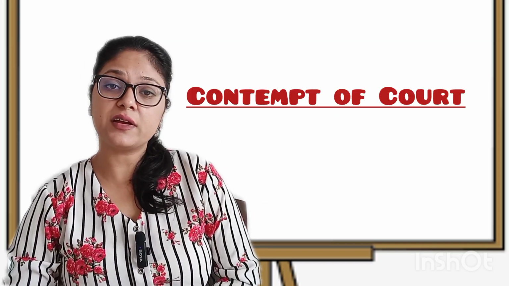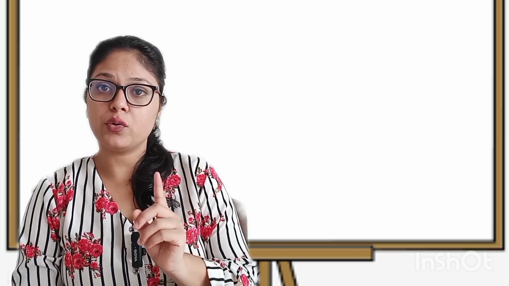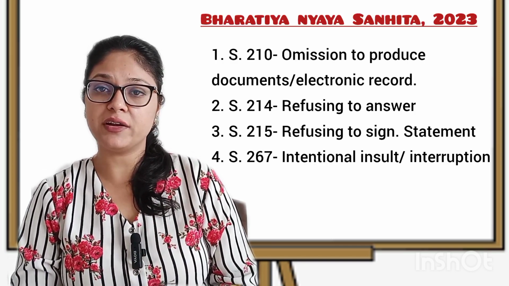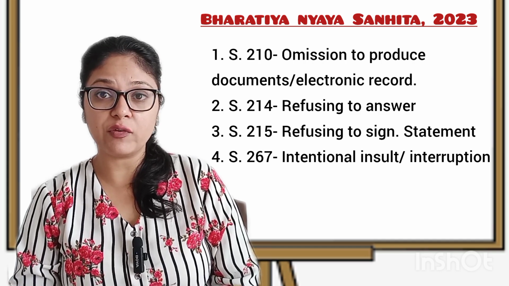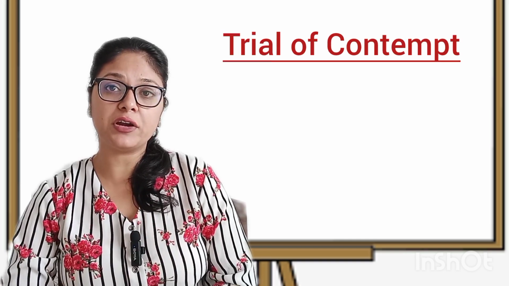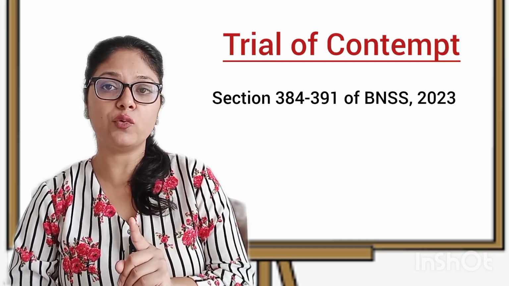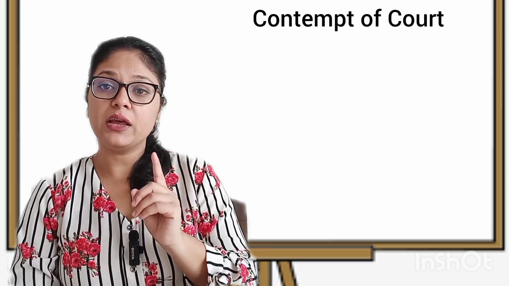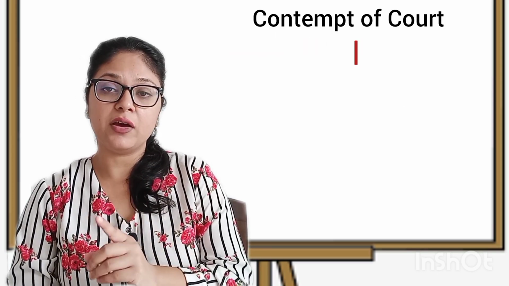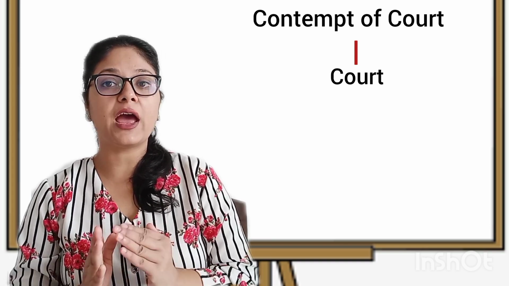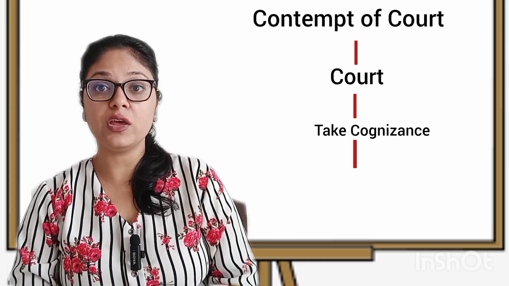Now the next offence is contempt of court. In contempt, there is a disobedience of the order of the court. The offences for the contempt are given under sections 210, 214, 215 and 267 of the Bharatiya Nyaya Sanhita. If we talk about the trial of the contempt, it is covered under sections 384 to 391 of the Bharatiya Nagrik Suraksha Sanhita. It lays down that if the contempt is made of the court, in that case the court is authorized to try the offender by taking cognizance of the offence.